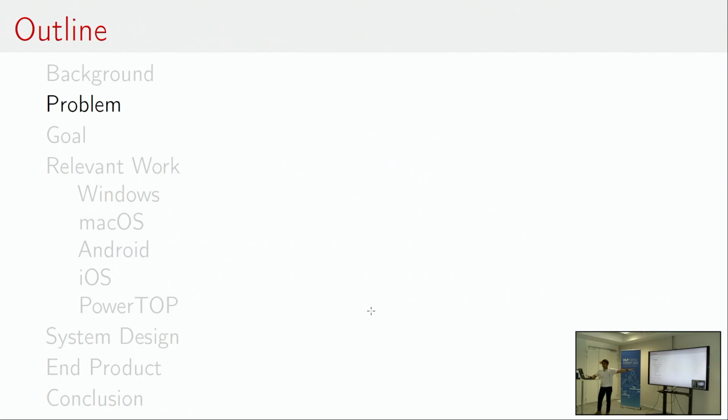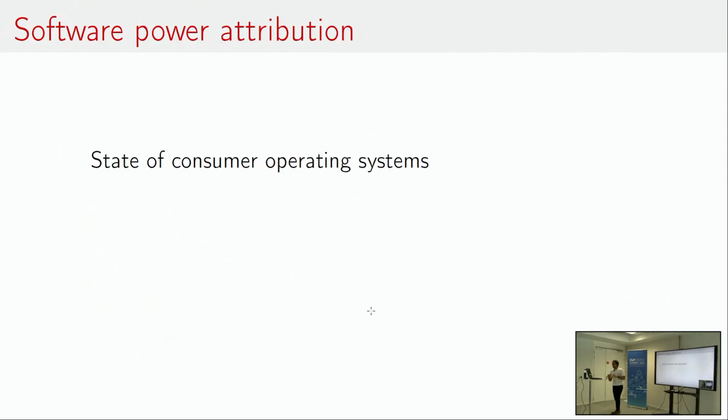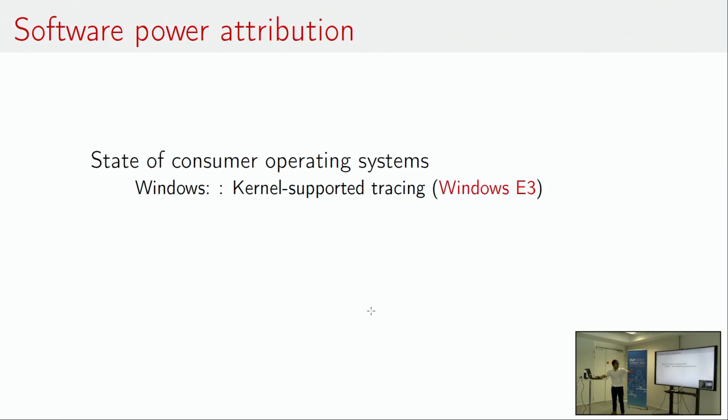Let's dive deeper into the problem. Now, why is this information not available, especially on Linux? We're talking in the context of Linux. Let's take a look at the survey of the state. Windows supports kernel-based tracing of power information. This is a product known as Windows Energy Estimation Engine, and it is running all the time in all of your laptops, tracking power consumption for each process in the system.